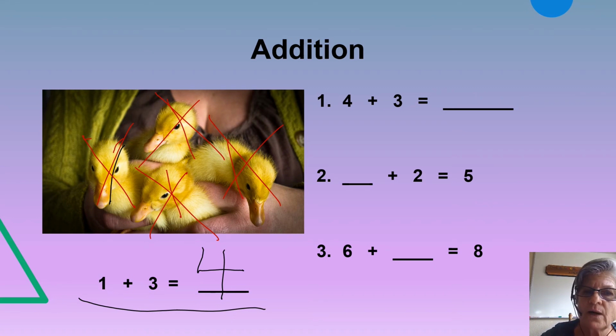So I'm going to do 1, 2, 3, and 4. My first number was 4, so I drew 4 circles. Plus, that means I'm going to draw more circles, 3 circles. So I'm going to take another color and draw 3 circles. 1, 2, and 3.